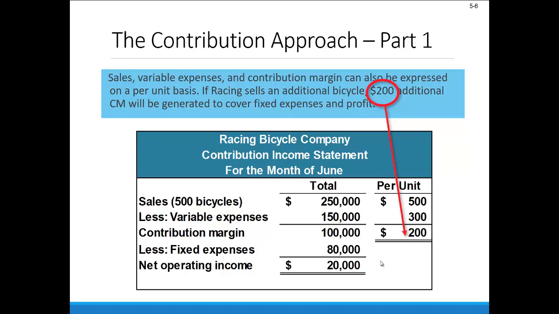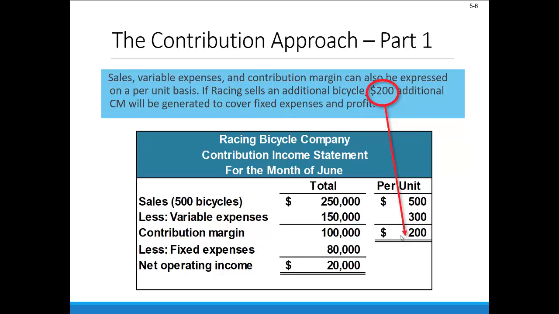Now, one thing to keep in mind right off the bat here is that this contribution margin per unit is an extremely useful tool for decision making in management. What it tells us is how much every single unit of product I sell contributes toward covering those fixed expenses and then generating a profit. Again, that's why this per unit information becomes very, very useful on the contribution format income statement. RBC in this case knows that every bike they sell, we're assuming for a second they only sell one type of bike, every bike they sell contributes $200 toward the bottom line.